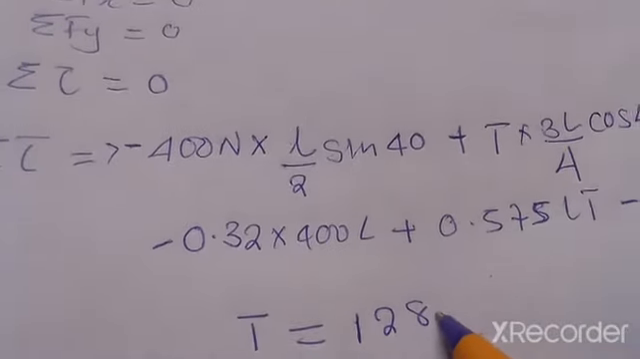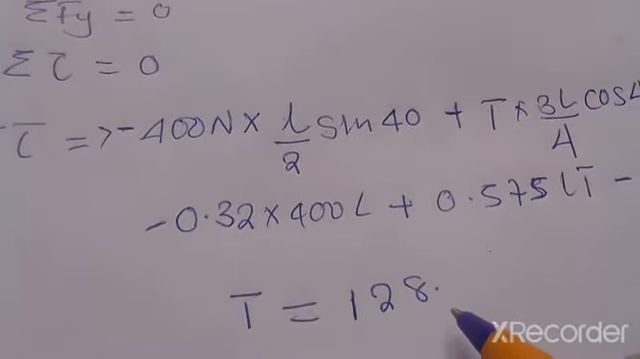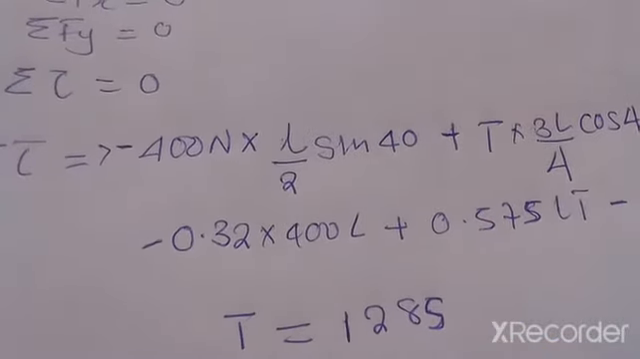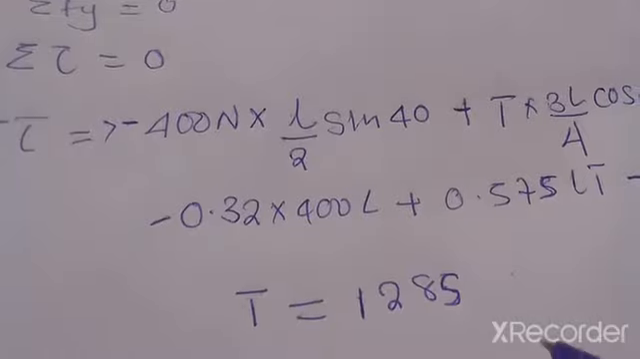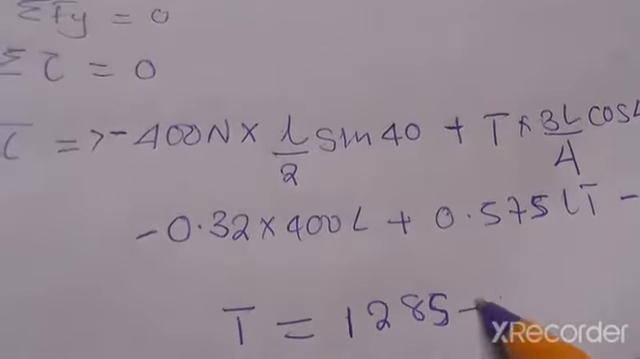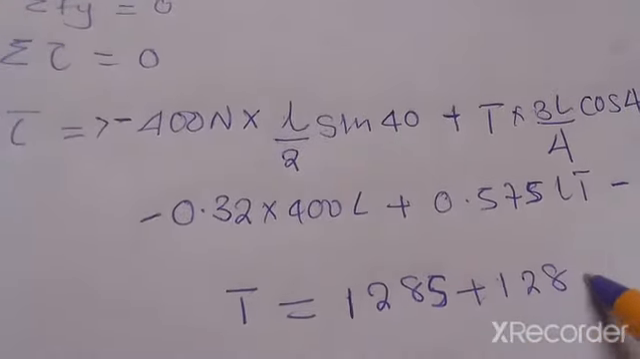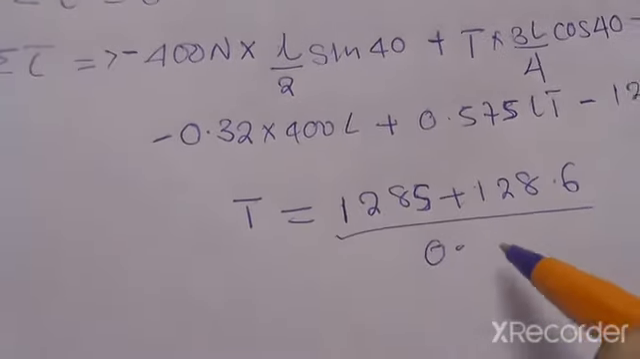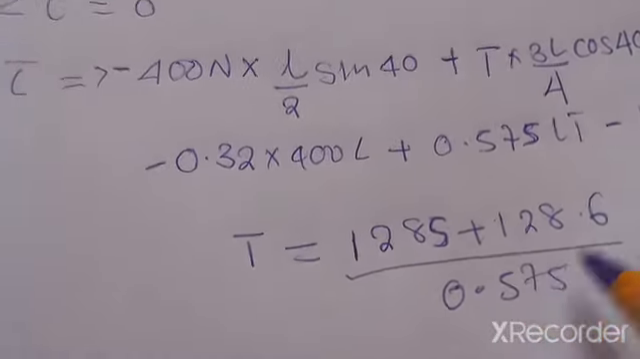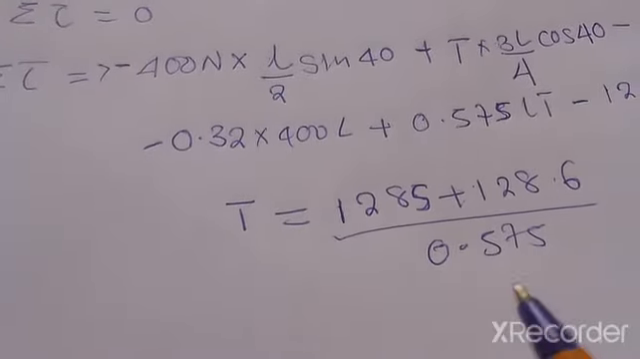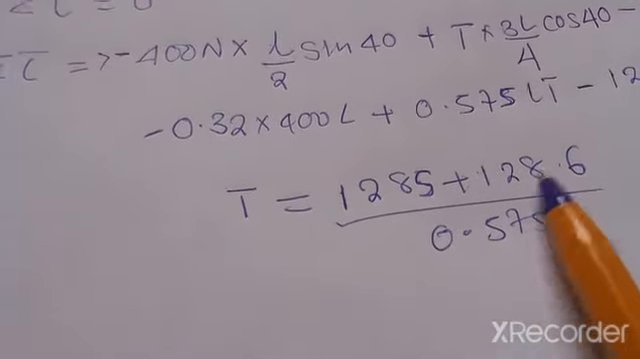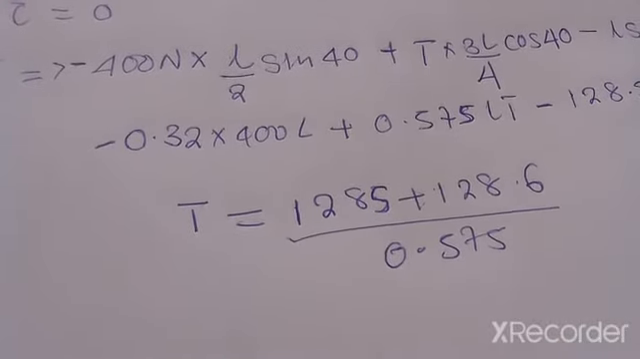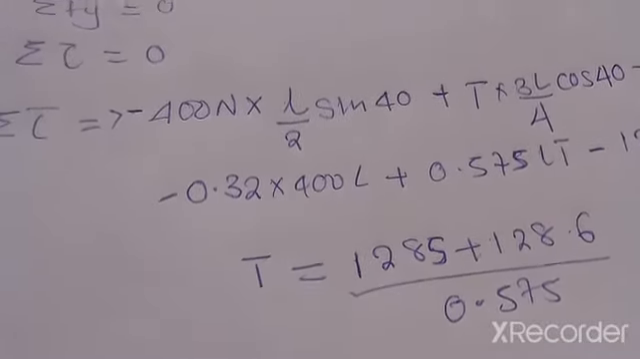No, it's not 0.5, it's 1285. Okay, this is not point. 1285 plus 128.6, okay, divided by 0.575. Okay, so now you have to be taking the decimal places, the decimal numbers as well, okay, so that you'll be able to minimize on the errors as you are solving.